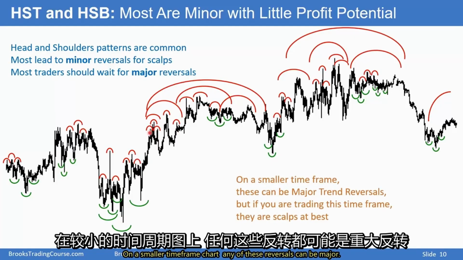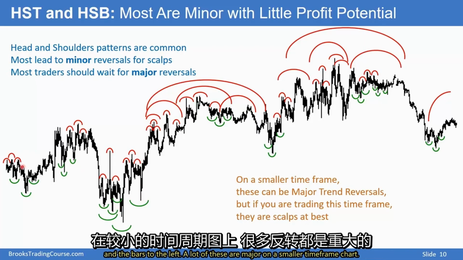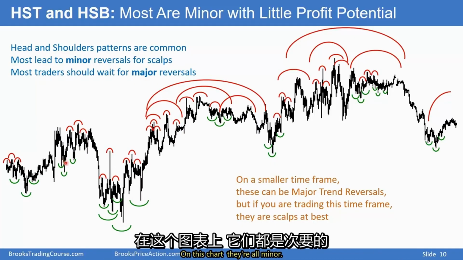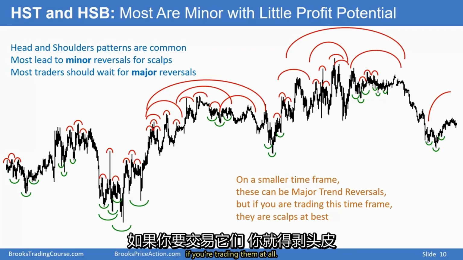On a smaller time frame chart, any of these reversals can be major. And if you sell this head and shoulders top, the move is big relative to the size of the pattern and the bars to the left. A lot of these are major on a smaller time frame chart. On this chart, they're all minor. On this chart, you're scalping them if you're trading them at all.